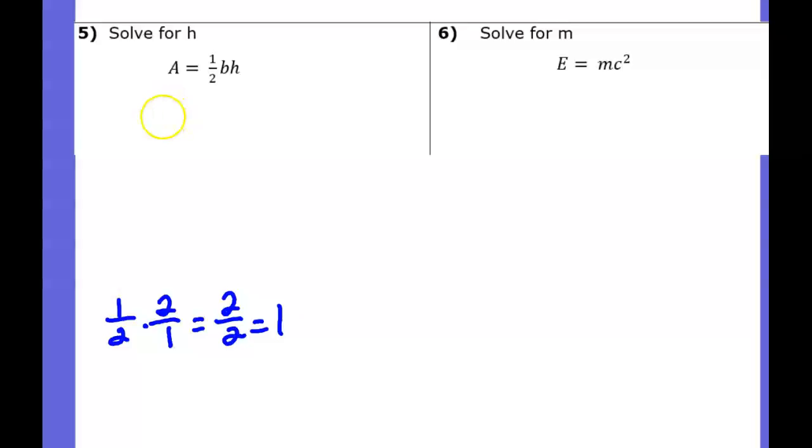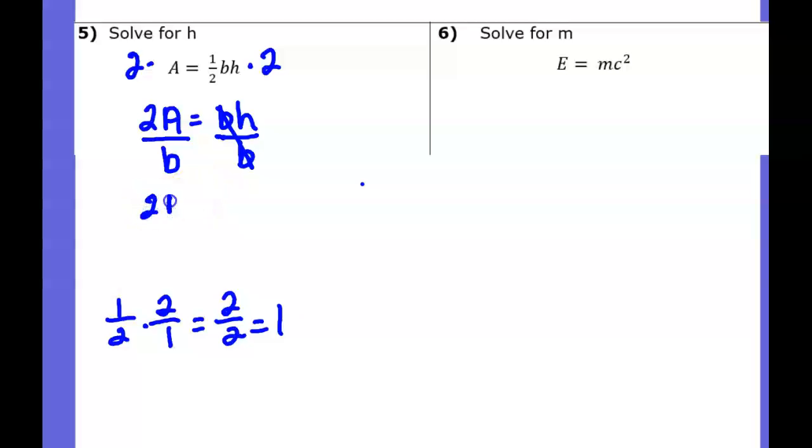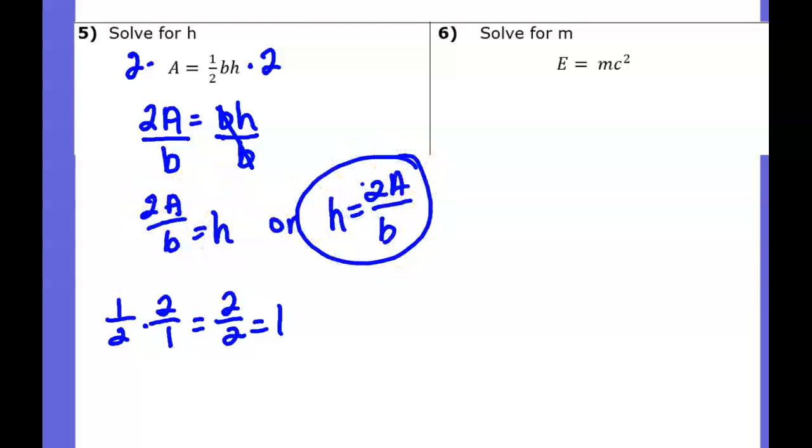So I'm going to say this is 2A. We're going to multiply this side by 2, and this side by 2. Since 1/2 times 2 is 1, we're left with just the bh. That's our first step. Now to get h by itself, all we have to do is divide by b. So 2A divided by b equals h, or we can write it as h is equal to 2A divided by b. And that's our answer.